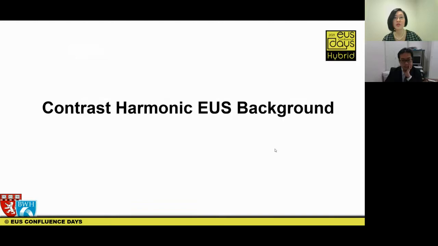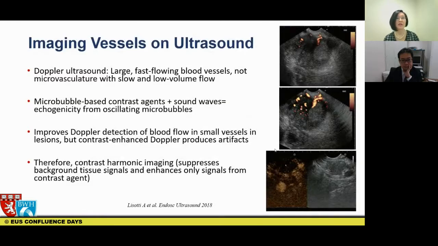So let's move on to contrast harmonic EUS. And I'll start off with a little bit of background here, where we're all familiar with Doppler ultrasound that allows us to nicely identify and see these large, fast-flowing blood vessels, but not so much the microvasculature going through tumors and other lesions, because the vessels there are small, have slow, low-volume flow. So enter microbubble contrast. When you combine that with sound waves, these microbubbles oscillate. They compress, they expand, and then emit acoustic signal that you can pick up with your EUS transducer.